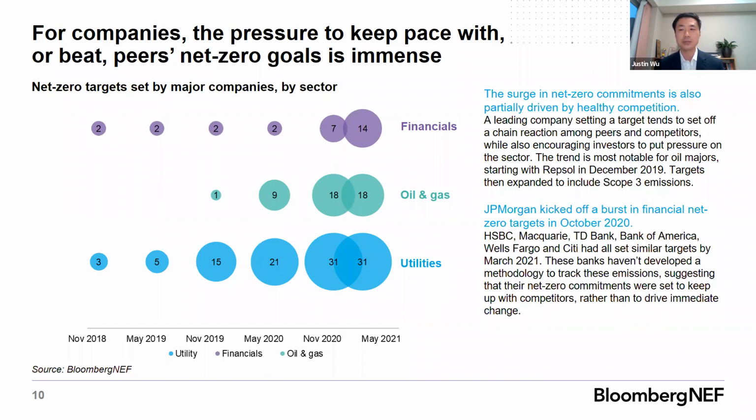They're major emitters, the largest in the world. Often the surge in net zero commitments is driven a lot by healthy competition. So one company would make an announcement, and suddenly you have all its peers piling in as well. The oil companies started only in December 2019, but now you have 18 oil and gas companies, which cover a large swath of global emissions, also pledging net zero goals, and also becoming more ambitious, pledging scope 3 as well.